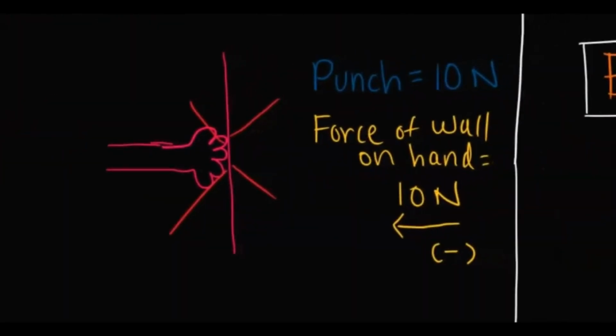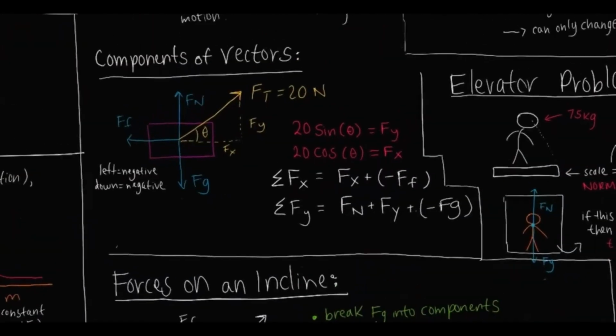So let's say I punched a wall with 10 newtons of force, right? So the force of the wall on my hand is also going to be 10 newtons, except it's going to be acting towards my hand. And so it's going to be acting to the left, right? And we define the left as negative, and that's why it's equal and opposite.